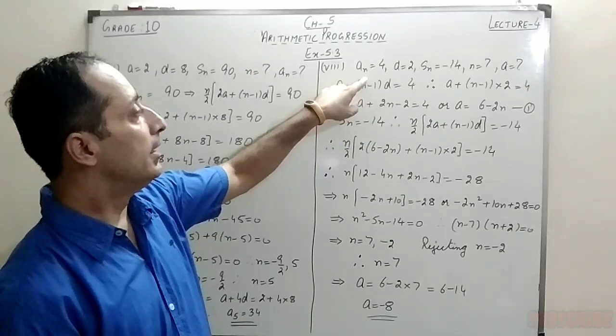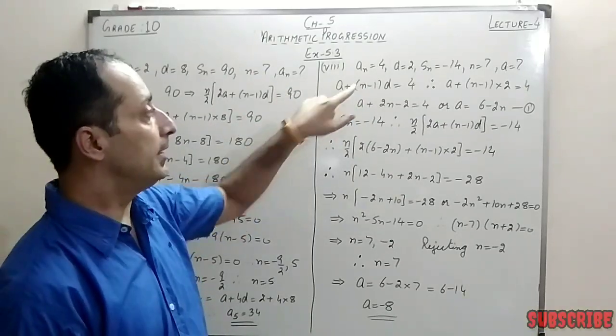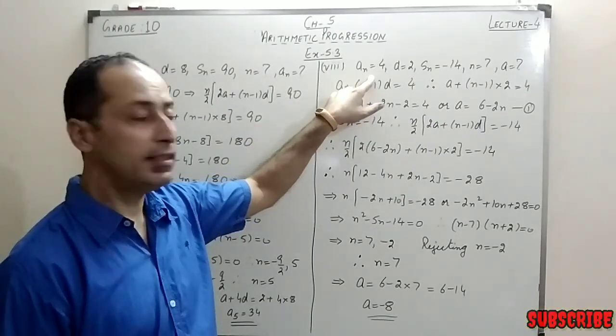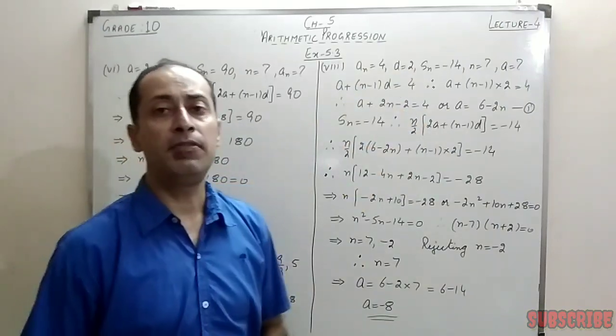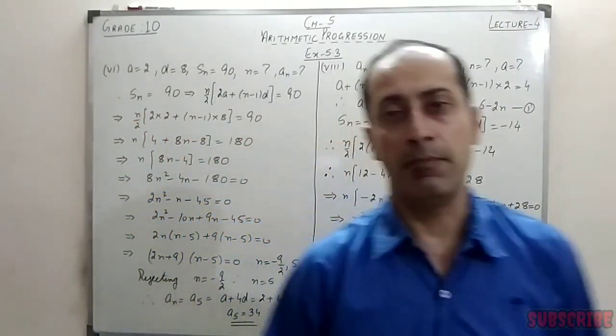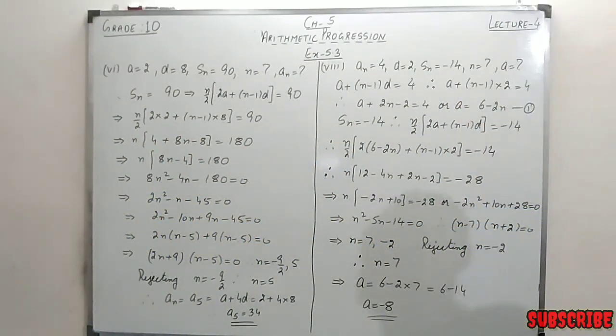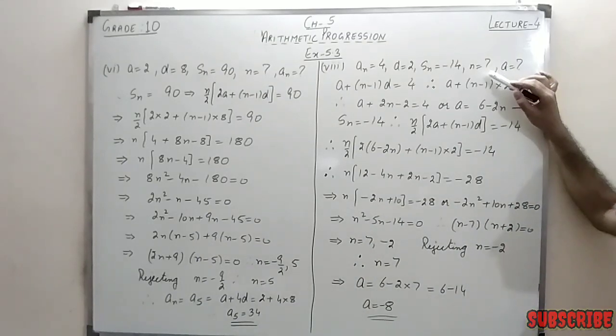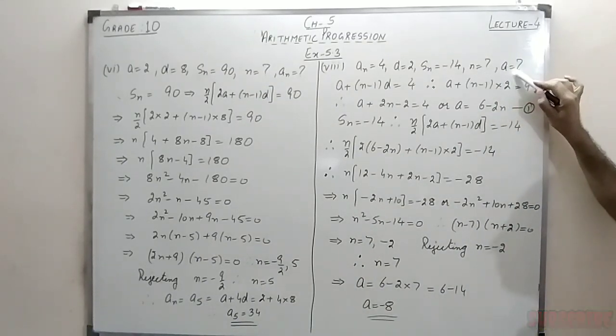Right, now let's take the eighth part of question number 3, in which it is given that the nth term is 4, the common difference is 2, and the sum of n terms is minus 14. Now what do I have to find? I have to find the total number of terms and the first term.